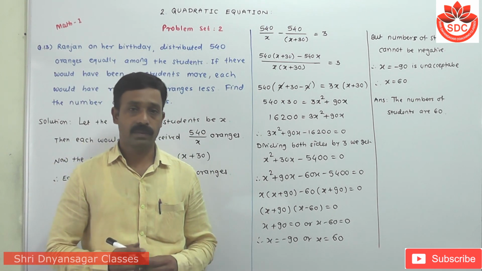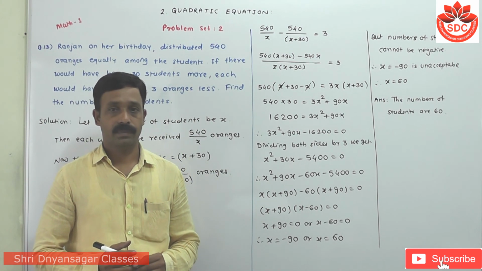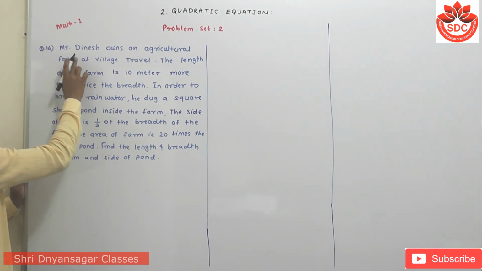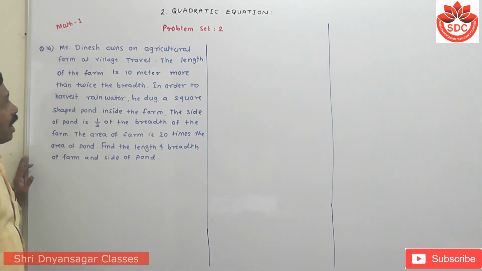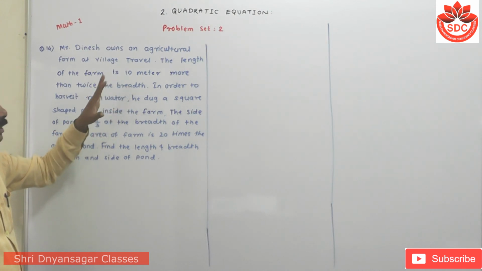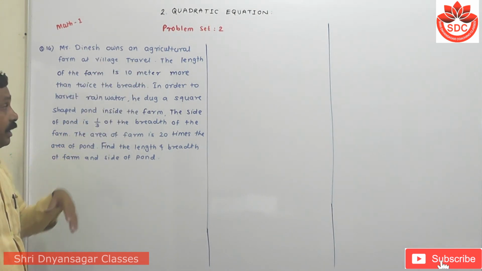We see the next question. Let's see question number 14. Mr. Dinesh owns an agriculture farm at a village. एका खेड्यामध्ये एक agricultural farm म्हणजे शेती घेतली आहे. The length of the farm is 10 meter more than twice the breadth. म्हणजे त्याची लांबी ही breadth पेक्षा 10 मीटरने जास्त आहे.